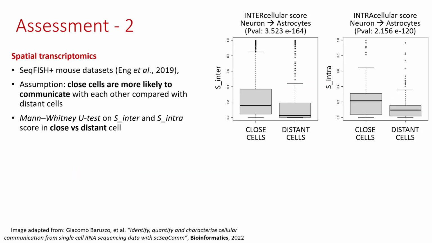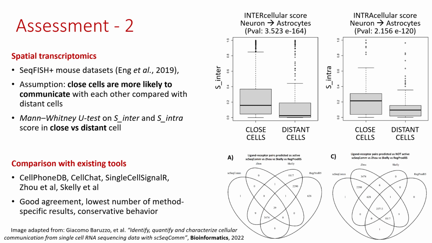We further assess our method even using spatial transcriptomics data, with the assumption that close cells are more likely to communicate with each other compared with distant cells. For this reason, we compute the intercellular and intracellular score on this spatial transcriptomic dataset in both close and distant cells, and compare the value of the score with a Mann-Whitney U test. As you can see from the picture, both intercellular on the left and intracellular on the right scores are higher in close cells compared to distant cells, also having a significant p-value.